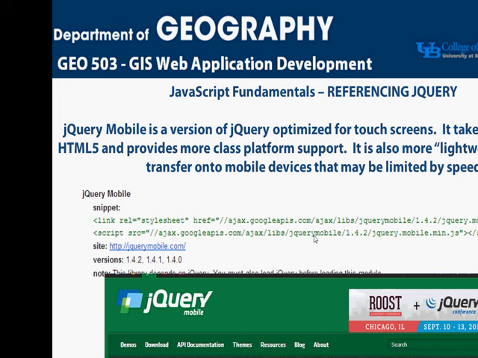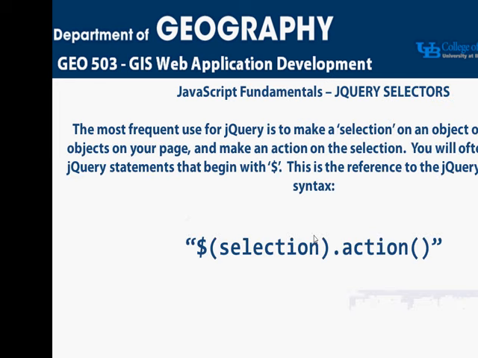You can reference it from the same location, but the jQuery Mobile is not tagged. So an even smaller file means it's even more lightweight. And like I said, it contains additional functionality for developing JavaScript pages on touch screens, like an iPad or a Surface or a phone.